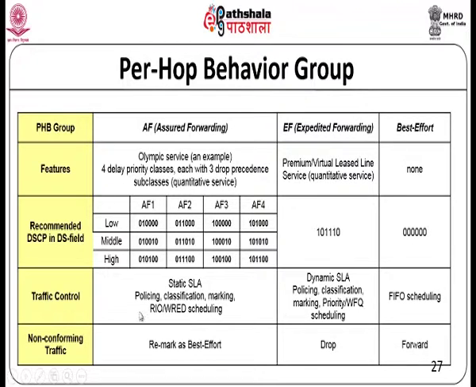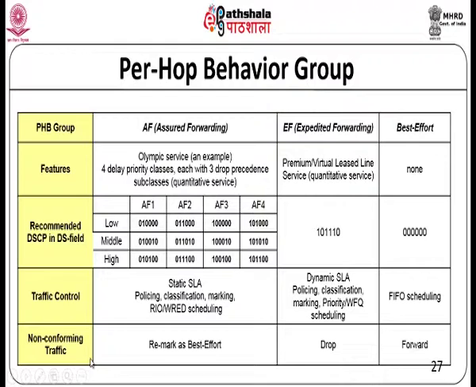given for this. So traffic control for AF includes static service level agreements, policing, classification, marking, and then this we talked about, right? RED with IO and weighted RED scheduling will be done. For EF, we make use of dynamic SLA, policing, classification, marking, and priority or weighted fair queue scheduling. Okay. Best effort, we use FIFO scheduling.